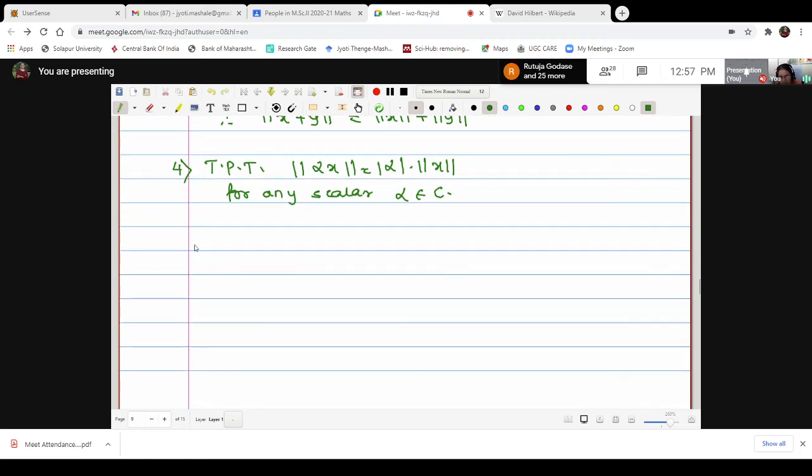Okay, therefore let me start with norm square of alpha x. According to the definition, this is inner product alpha x with alpha x. Okay, now let us use linearity in first variable. Scalar alpha is taken out as it is. Therefore we remain with x and alpha x. Linearity in first variable.